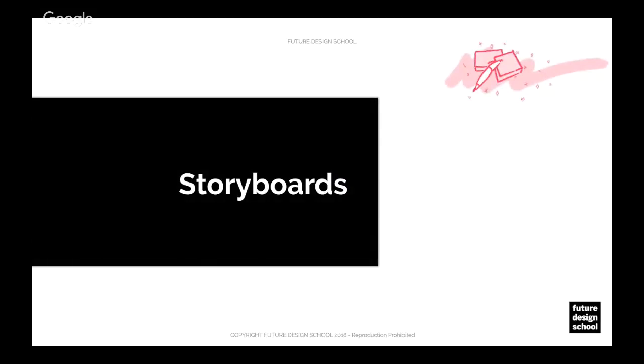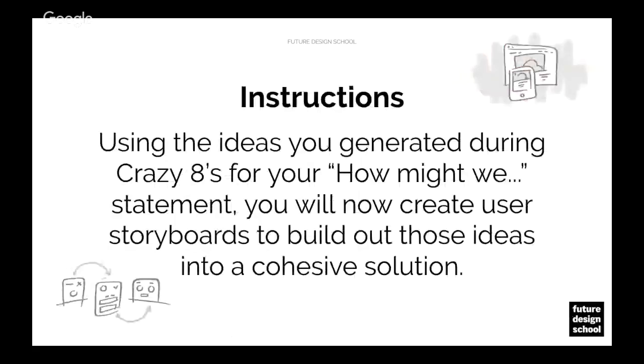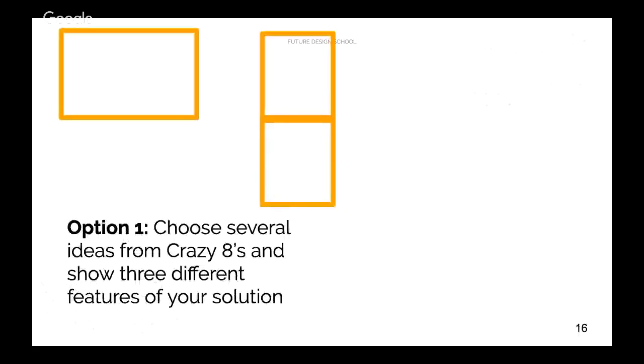So once you have your ideas, you have your crazy eights down on paper, they may look like little disjointed ideas, and you may not really know how your ideas are going to lead to a solution, which is then going to lead you to your venture plan. Hence, we want you to take the time and build out your ideas in the form of storyboards. Again, you are going to be including that how might we question, and you want to think about how you're taking those ideas from crazy eights to build into a really cohesive solution.